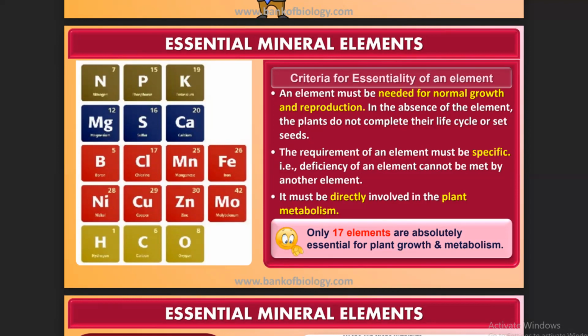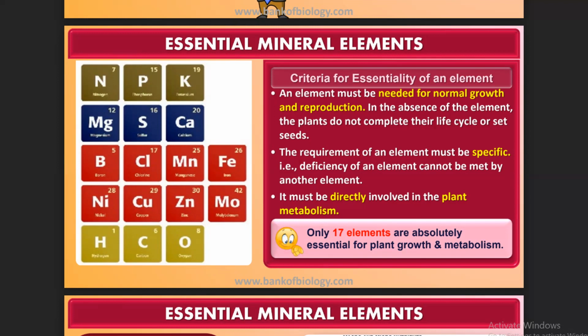The requirement of an element must be specific. That is, deficiency of one element cannot be met by another element. Got this point? It should be specific. Like I am teaching you biology, the physics teacher cannot come and teach you biology. The requirement should be specific.